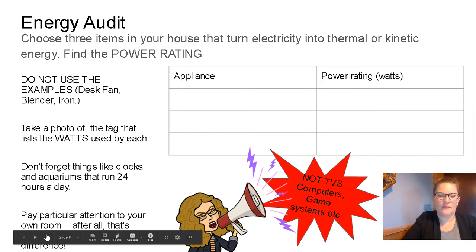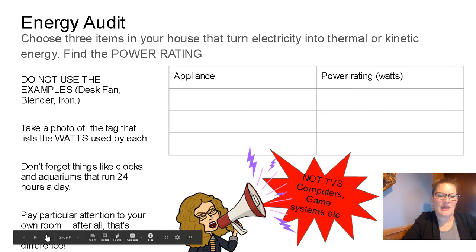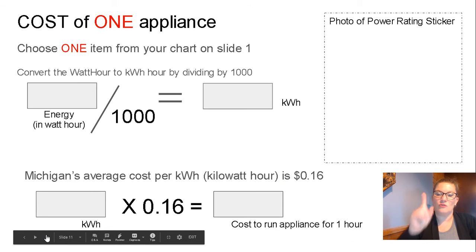All right, so you have to find 3 appliances. They cannot be the desk fan. They cannot be a fan. They cannot be a blender. They cannot be an iron. So you're going to have to find other things. You could think of clocks, aquariums. Not many of you probably have your air conditioners out, but those could be something. Coffee makers, curling irons. You can use a curling iron. You could do the blow dryer. There's plenty of things. And then you are going to go ahead and choose one of those.